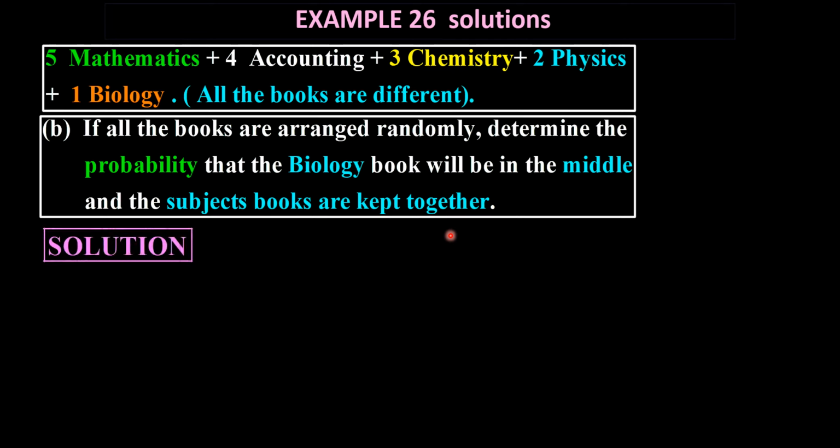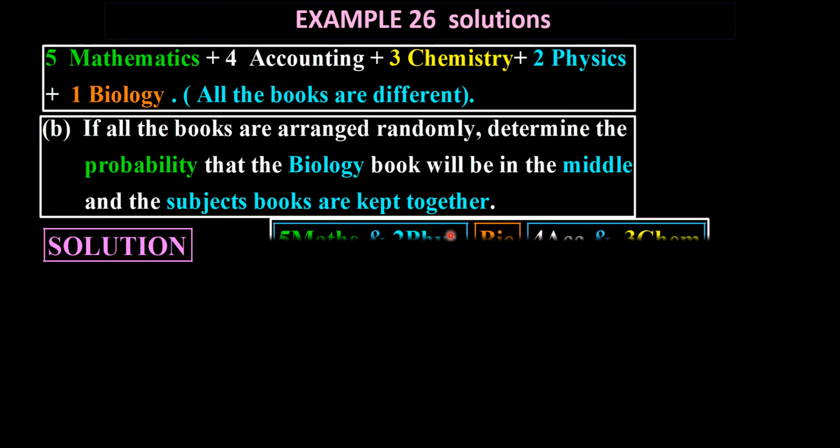Now if the biology book is in the middle, that means I have how many books? I have 15 books. So there are 14 books except the biology book. And if it's in the middle, how many books on the left? 7 books on the left and 7 books on the right. Now, which subjects would make 7? Maths and physics and accounting and chemistry.